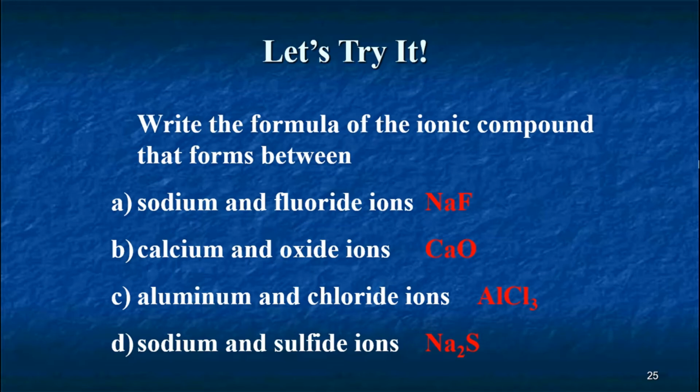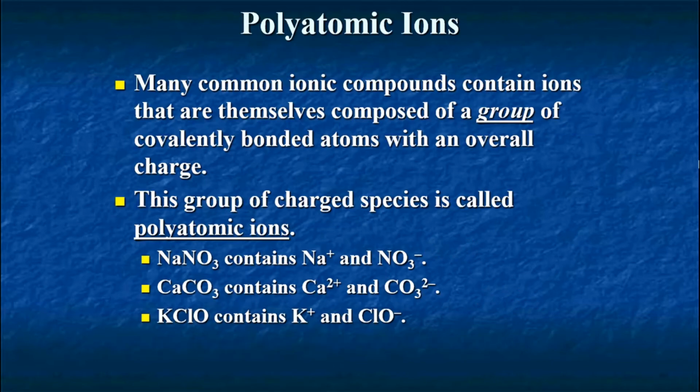Okay, ready for another complication? Here we go. It turns out that in many common ionic compounds, the ions are themselves composed not of a single atom, but a group of covalently bonded atoms. That means joined atoms with an overall charge. This group of charged species is called polyatomic ions.